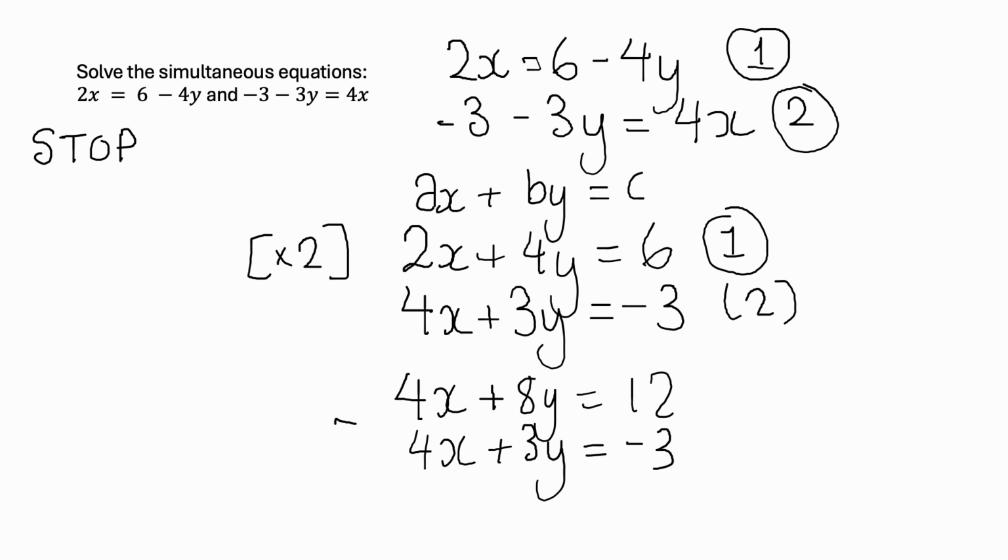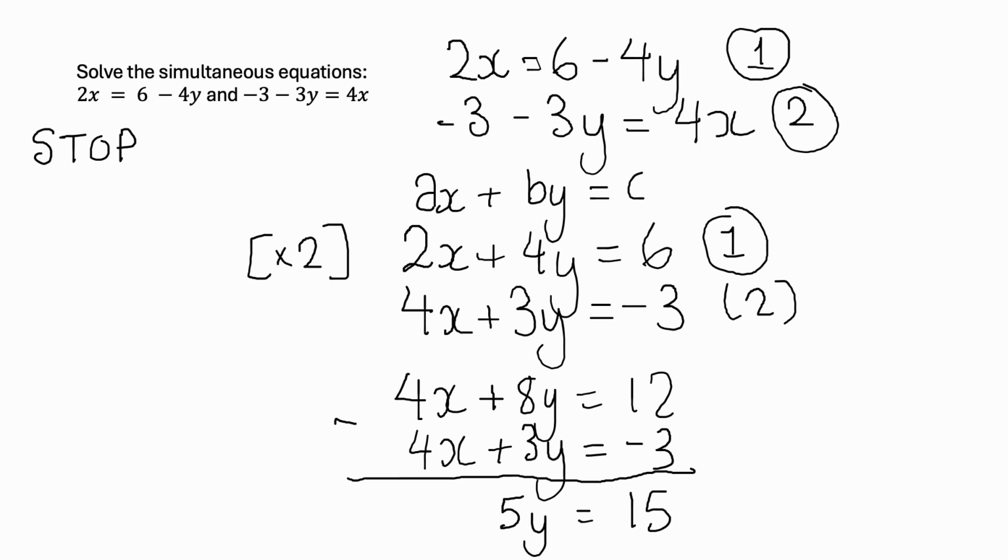Lovely. So if we subtract both the equations away from each other, 4x minus 4x is 0x, so we can just not write anything for that one. 8y subtract 3y is 5y. And this one here, we've got 12 subtract negative 3. Two negatives make a positive, so it's actually going to be 12 add 3, which is 15.